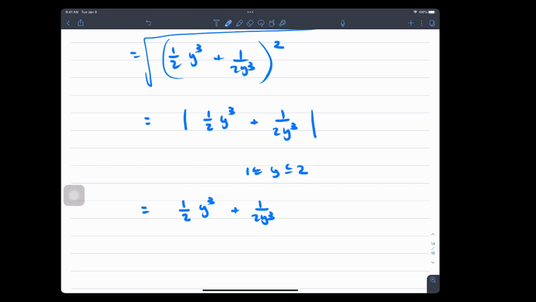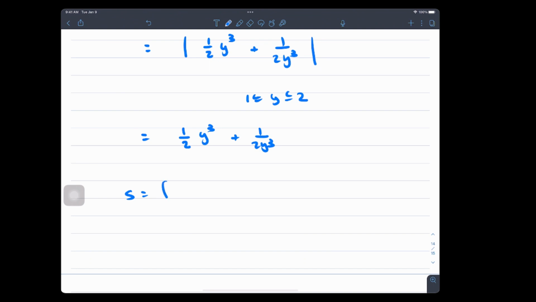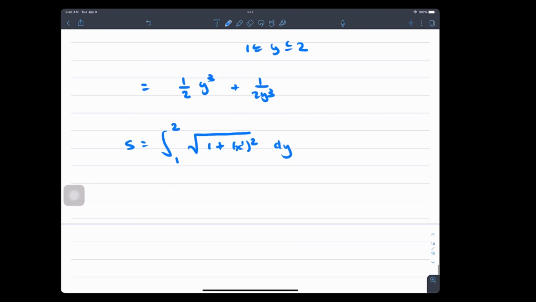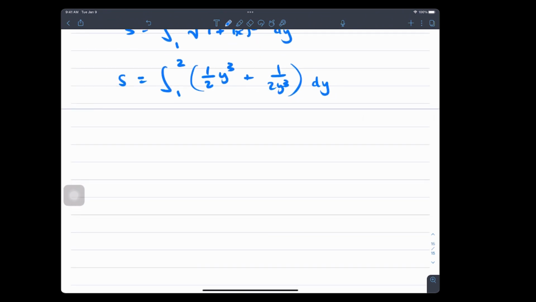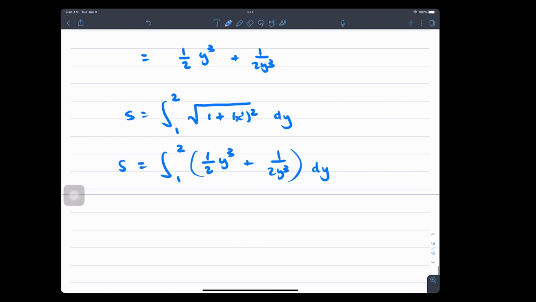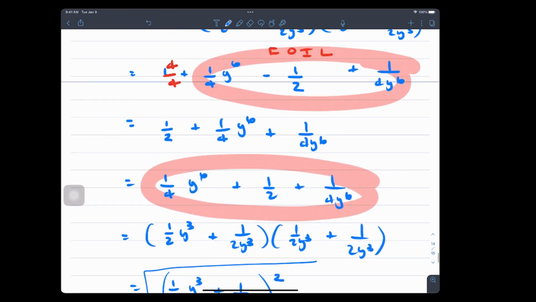So this exact pattern shows up again if they give you x as a function of y, just like y as a function of x. So now the arc length formula, this is from y goes from 1 to 2, the square root now of 1 plus x prime squared dy. Y goes from 1 to 2 of 1/2 y cubed plus 1/2 y cubed. This is your dy. Here's your arc length. So this is like the very last example I gave you guys before we went on break, but this is just x as a function of y.